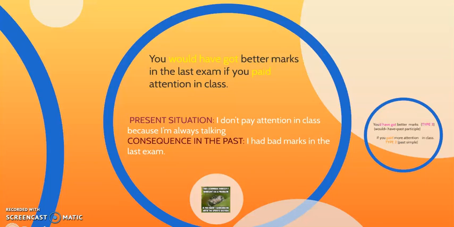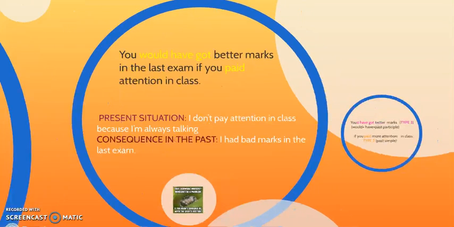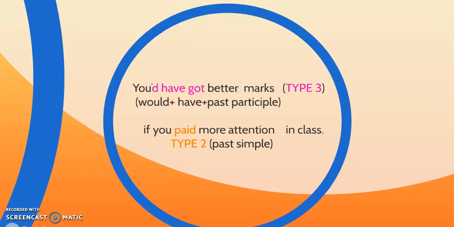But we're speaking about a consequence in the past of my present habits. The consequence was that I had bad marks in the last exam because I didn't pay attention, and I don't usually pay attention. So we have you would have got better marks. That's type 3 because we're speaking about a situation in the past that we can't change, and we're speaking about how it would have been different.